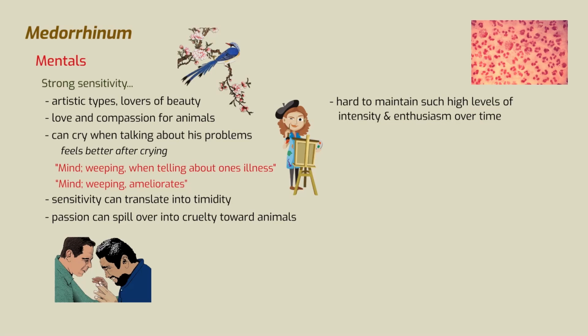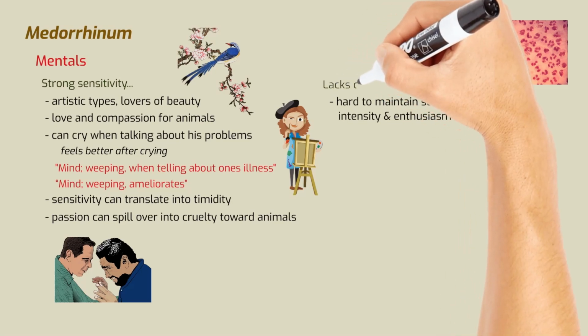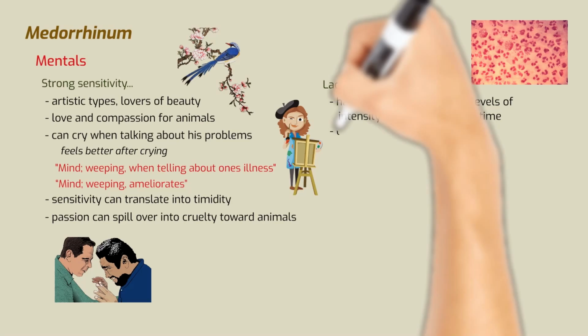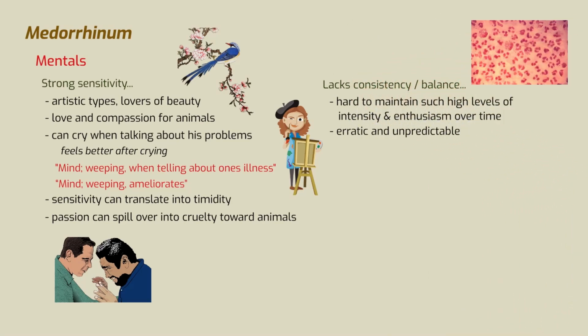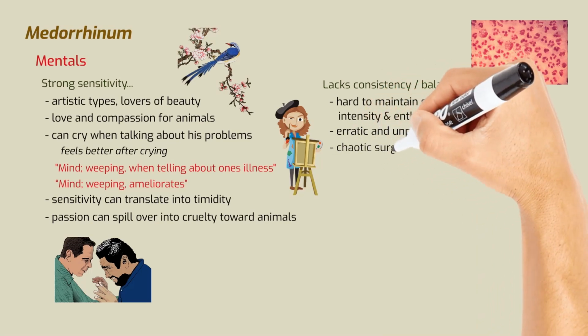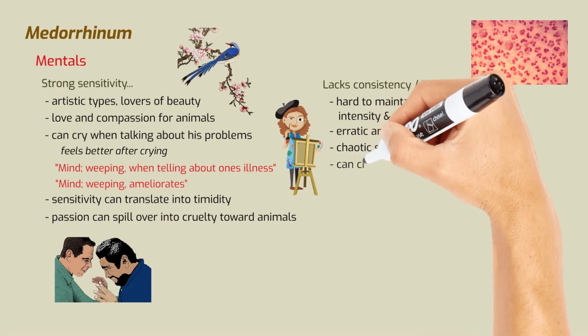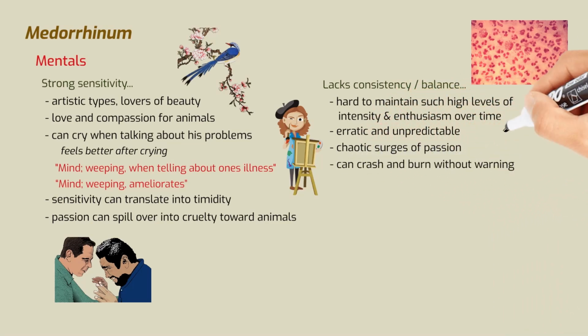And that is why another defining feature of the Medorrhinum type is that he lacks consistency or balance. He tends to be quite erratic and unpredictable. Other than his well-known tendency to be a night owl, there's no predictable pattern to his otherwise chaotic surges of passion. Sometimes his eager zest for life lasts for days or weeks at a time. Sometimes he crashes and burns without warning.